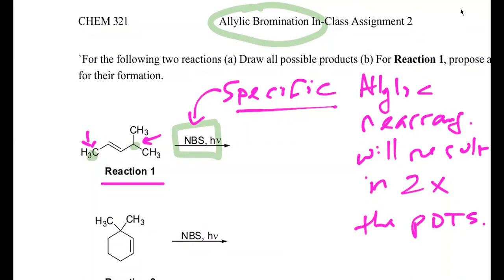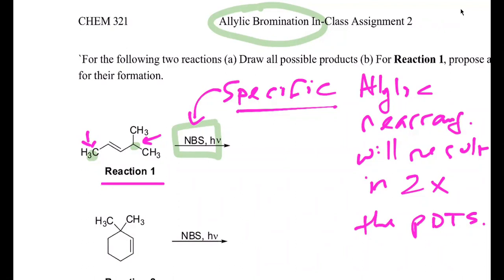If you got 4 sites, then you'll have 8 products, so on and so forth, because each allylic radical that you get in propagation can rearrange. So you're going to basically get 2 products for each site. If you got 1 allylic site, you get 2 products. If you got 2 sites, you'll get 4 products. When we get to the mechanism, you'll see why that's the case.